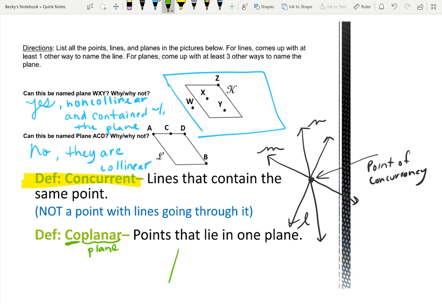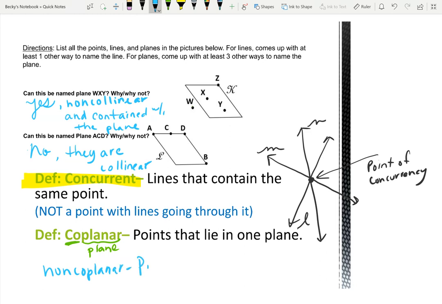Okay, now again, this gets tricky because these sides of the plane, do they technically stop? No, they go forever. So just like the problem up above here, is W technically coplanar? And you're going to say yes. So how do you draw something non-coplanar? So what's non-coplanar? Remember, what's non? Not. So points that don't lie in the same plane.